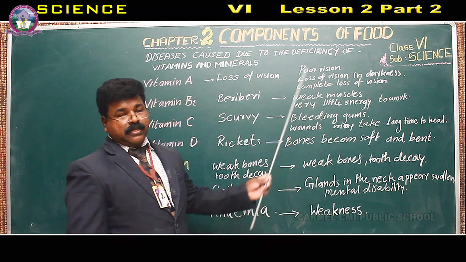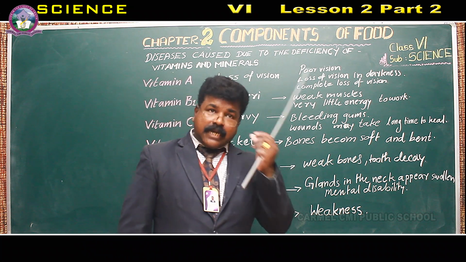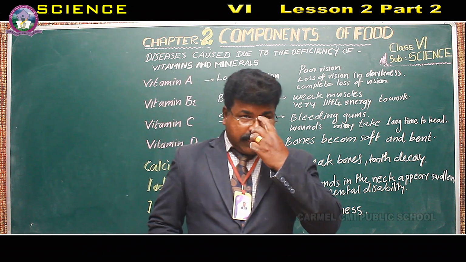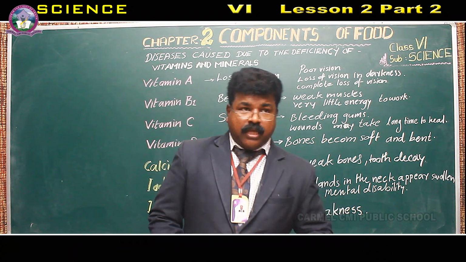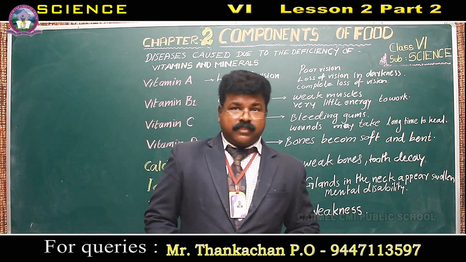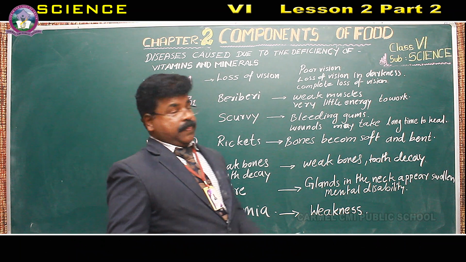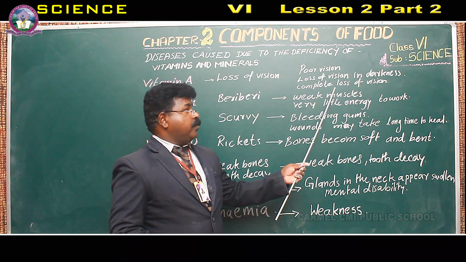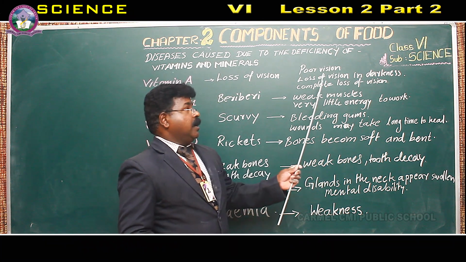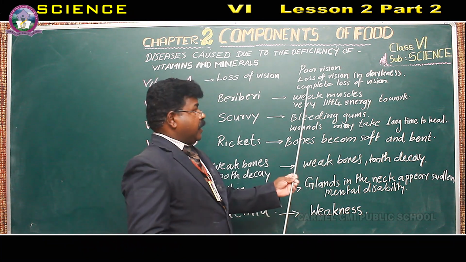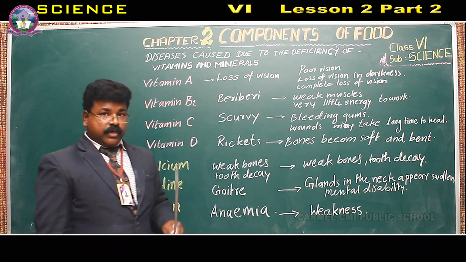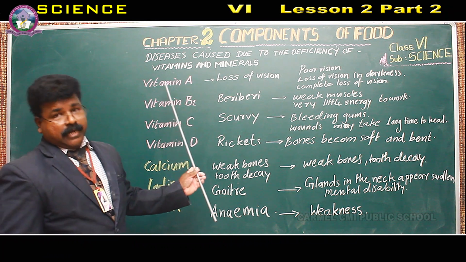Sometimes poor vision, that means the person may not be able to see things clearly. And sometimes loss of vision in darkness. Loss of vision in darkness means especially after 6 o'clock, the people may not be able to see things very clearly, and that is known as night blindness. Sometimes people may lose the vision completely. So poor vision, loss of vision in darkness, sometimes complete loss of vision: these are the symptoms shown by a person suffering from vitamin A deficiency.